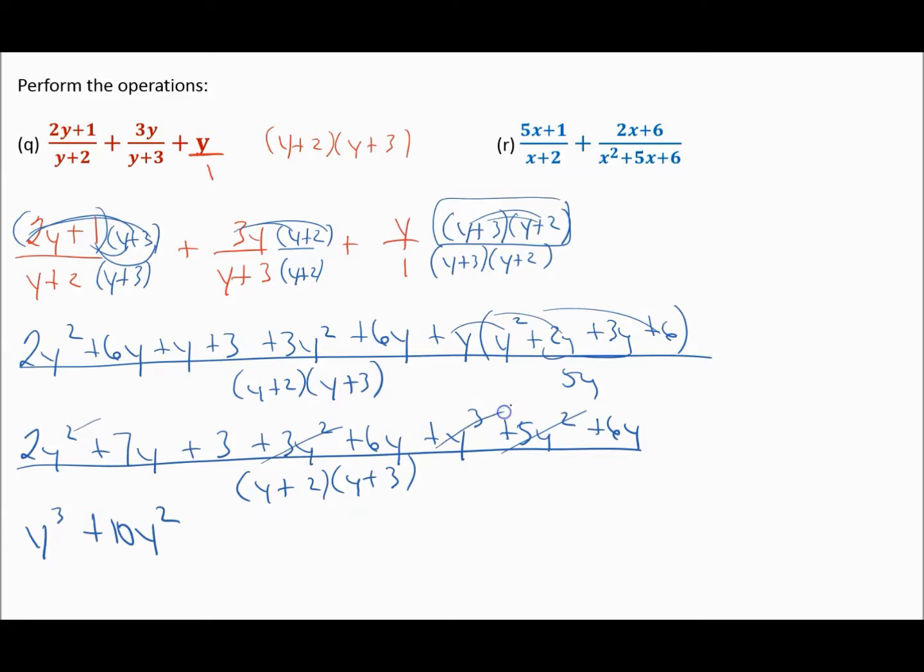And I've already handled the y to the third also. So I'm looking at just y. 7y plus 6y is 13y. That's handled. And then 3. Uh-oh. Look, I left off with 6y. So let's back up a little bit.